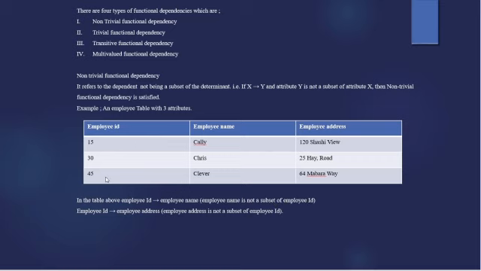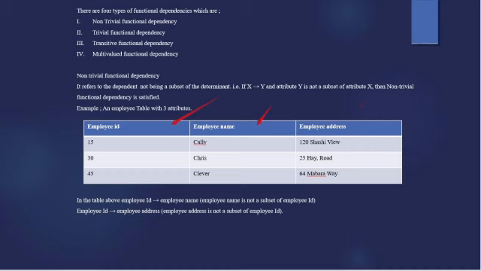So in non-trivial functional dependence, employee ID determines employee name. Thus, employee name is not a subset of employee ID, as you can see on the table. In the above table we have employee ID, employee name and employee address as our attributes, with their instances below.